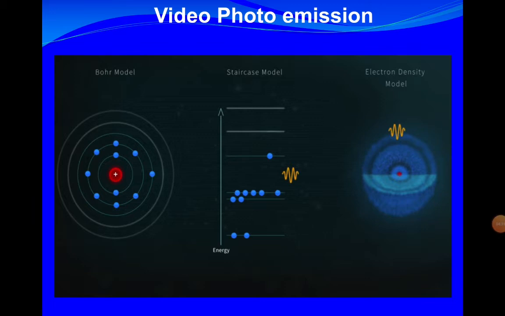I will show you now a clear instruction video about how electrons are excited in an atom and how they can fall back to different energy levels.